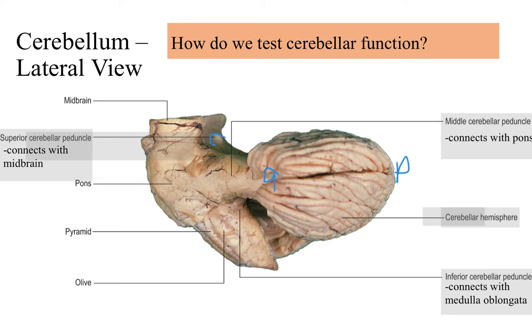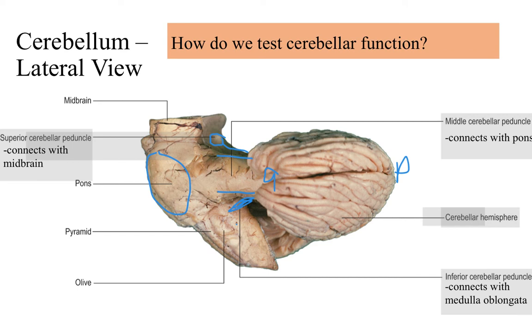So here you have the superior cerebellar peduncle, and that connects the cerebellum to the midbrain. Here you have the middle cerebellar peduncle, and that connects the cerebellum with the pons right here, and then you have the inferior cerebellar peduncle right here that's connecting the cerebellum to the medulla oblongata. And of course, all of this involves motor planning and motor coordination.